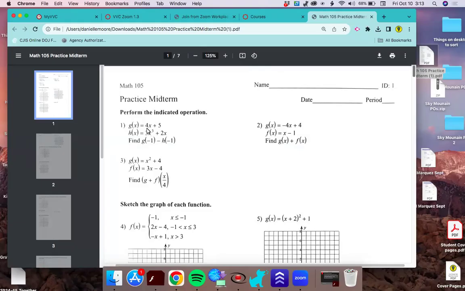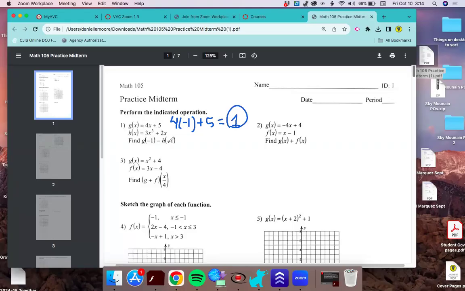Okay, so we have number one, g of x and h of x. They say find g of -1 minus h of -1. If I saw that, probably what would go through my mind is, well, first we could find g of -1. We'll shoot a -1 into the 4x plus 5. That's 4 times -1 plus 5, and we'll do the same thing for the h in a second. 4 times -1 plus 5 is -4 plus 5, that'd be a +1 by the time we're done. So there's the g of -1 part.